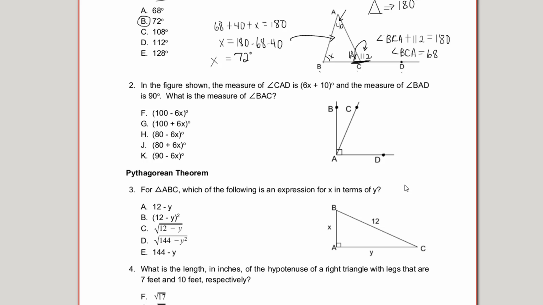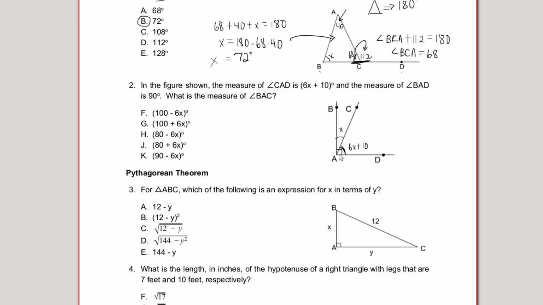Now looking at question number 2, it says, in the figure shown, the measure of angle CAD, so we're talking about this angle measure here, is equal to 6x plus 10. And the measure of BAD is 90 degrees. It's labeled here with a 90 degree. What is the measure of angle BAC? So we're looking for this angle.